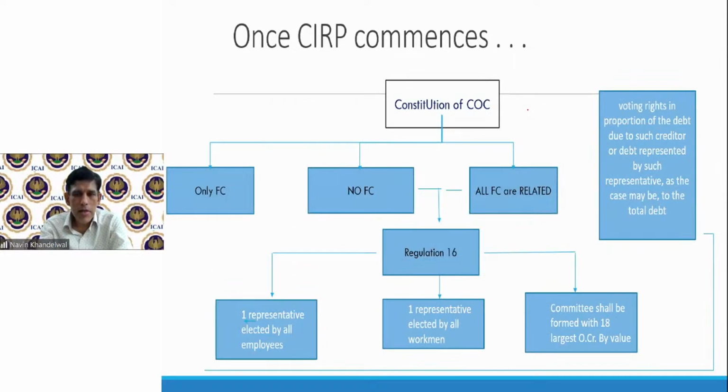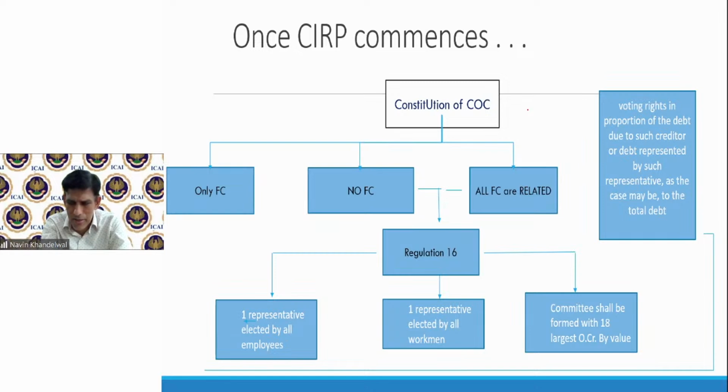so let us understand the structure of the COC and the complications involved. First definition, only FCs are part of COC. Be it secured, unsecured, it is immaterial. Related parties are not part of the COC. They do not have right of representation, voting right, participation. Very clear. They will never come to the meetings of the COC.